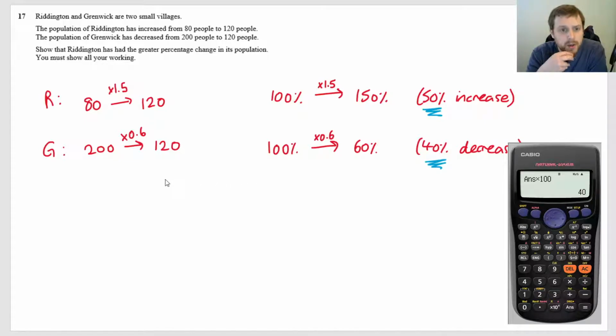So it says, okay, show that Riddington has had the greater percentage change. Well, 50 is bigger than 40. So I think that's probably enough, isn't it? 50% is bigger than 40%.